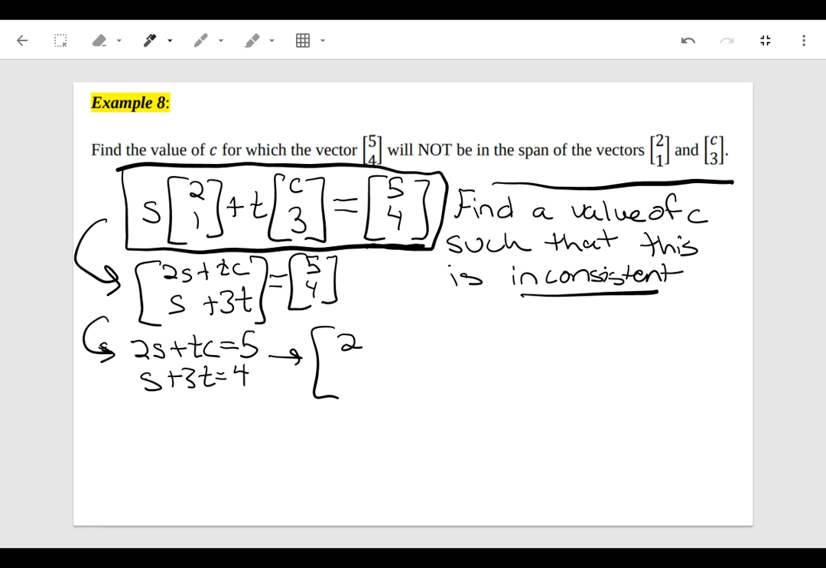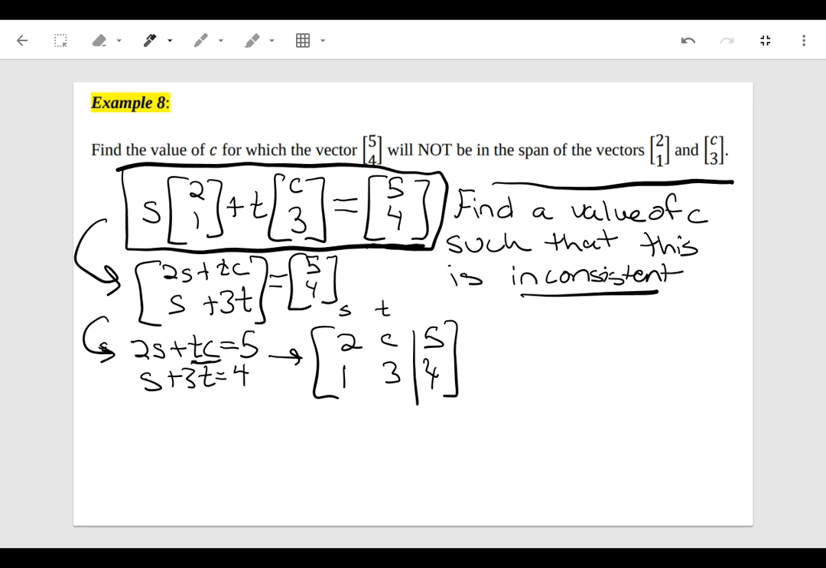2. Okay, then let's be careful. So the columns here are going to represent the coefficients of S and T. So 2, and then the coefficient of T right here is C. C is some number. We just don't know what it is right now, say, 17. So whatever C is, that's the coefficient of T, equals 5. And then 1S plus 3T equals 4.